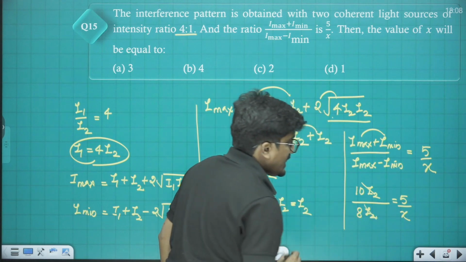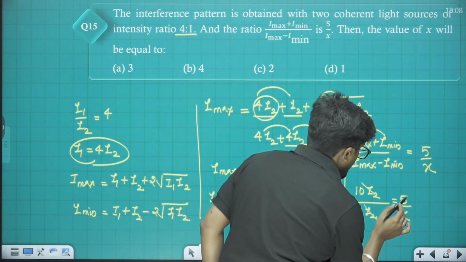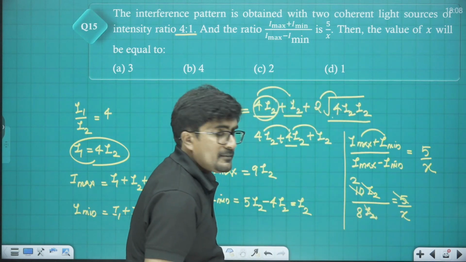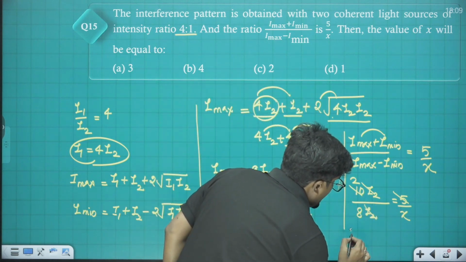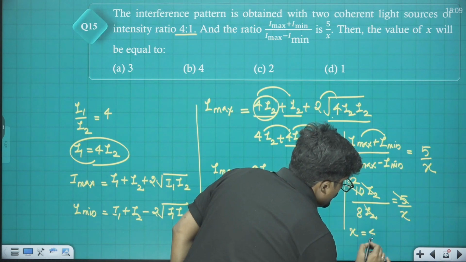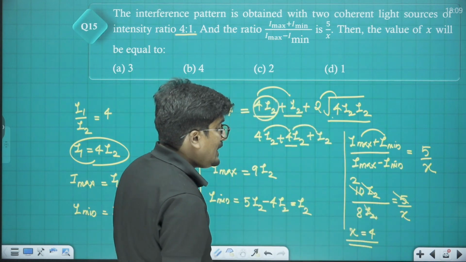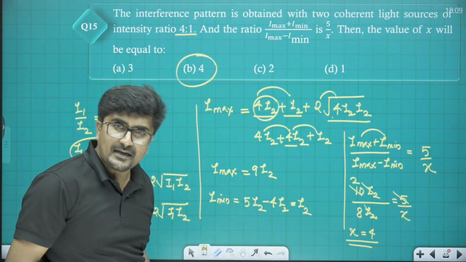Definitely I2 and I2 will cancel each other. So here what we have? The possibilities are these two must cancel each other, isn't it? Now please tell me what is the value of x now? The value of x needs to be equal to 4. This will go to the right, this will come down. So we will get x as 4. That means option B must be the correct answer.